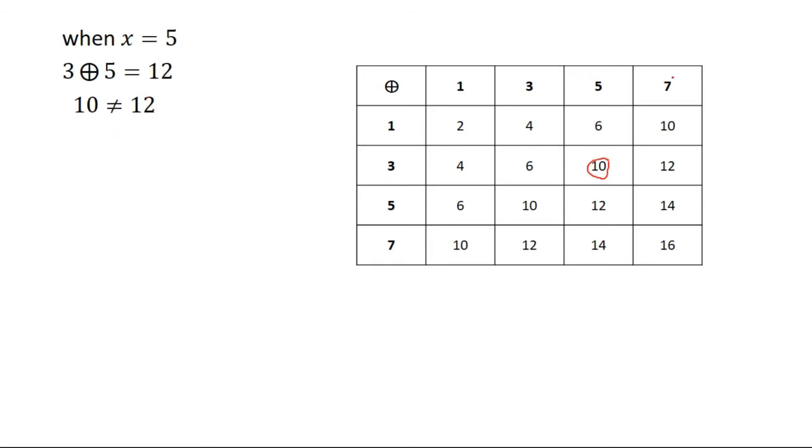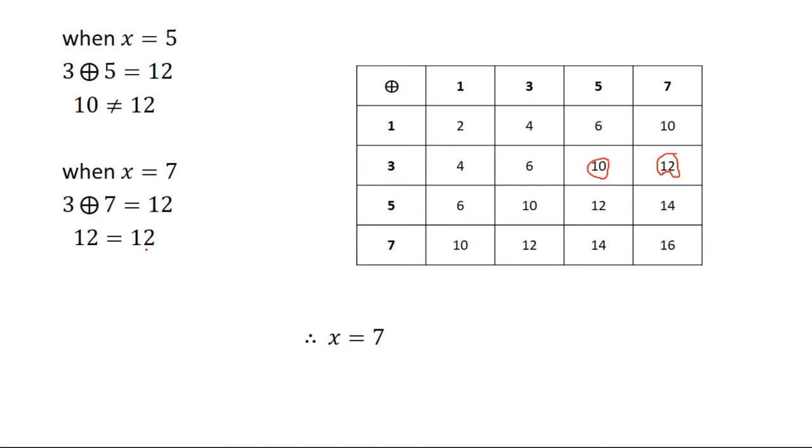So it means that we have to try for the last element of the set, which is 7. So when x is equal to 7, the equation becomes 3 plus 7 is equal to 12. So check from your table. 3 plus 7 is actually 12 as we have here. So we can say that therefore x is equal to 7, since 7 is the only one that makes the equation true, because 12 is equal to 12 as we have here. I hope that is clear.